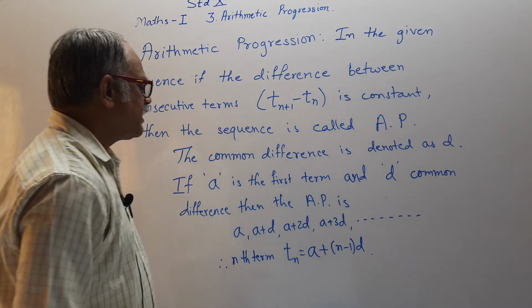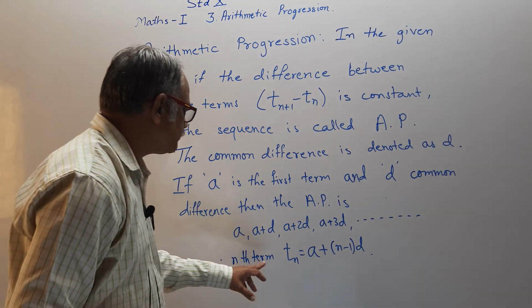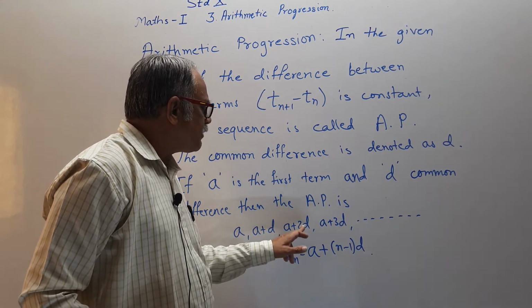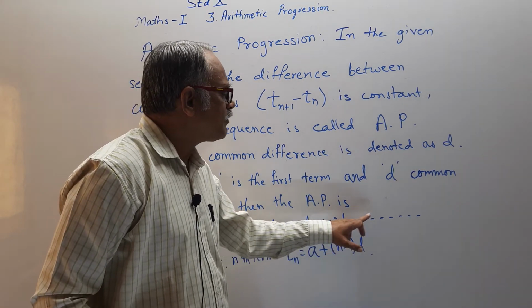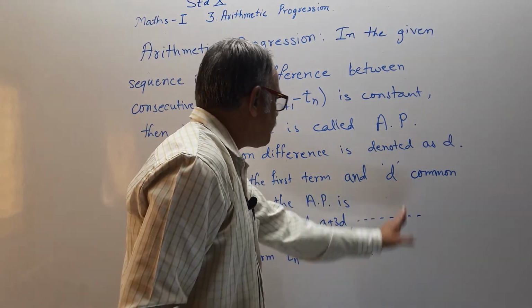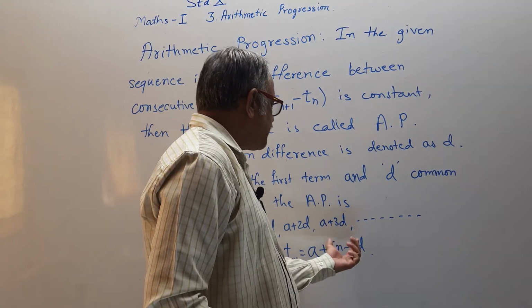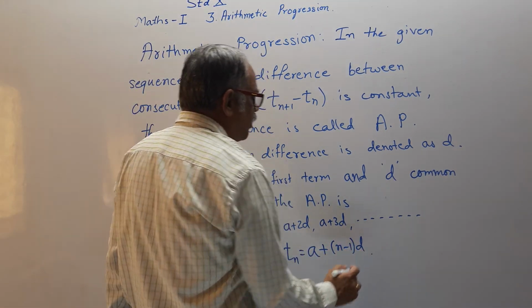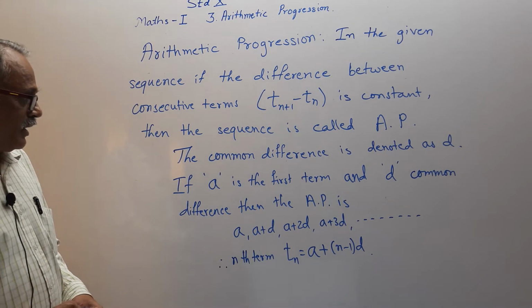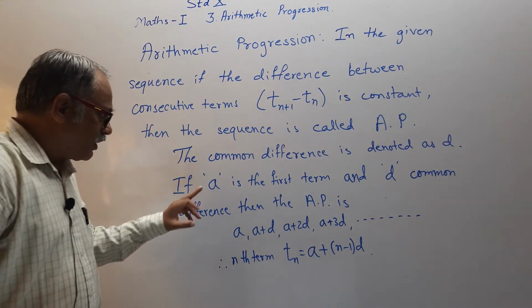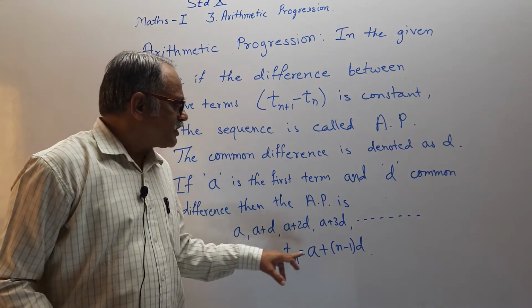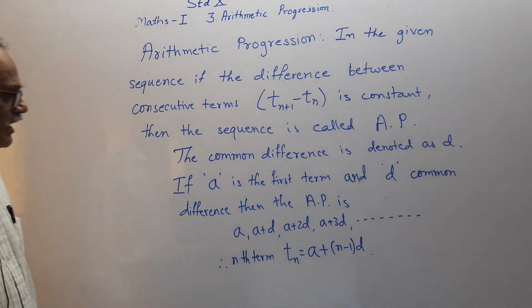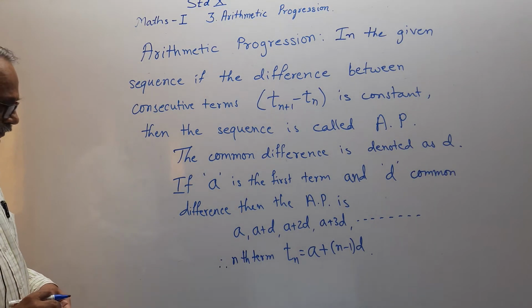A plus n minus 1 D. How? Look here. The first term is only A. The second term is A plus 1D. The third term is A plus 2D. The fourth term is A plus 3D. The fifth term will be A plus 4D. The 10th term will be A plus 9D. So the nth term will be A plus n minus 1 into D. This is one of the most important formulas. D is called the common difference, A is called the first term, and the nth term is A plus n minus 1 into D, where n is the term number.